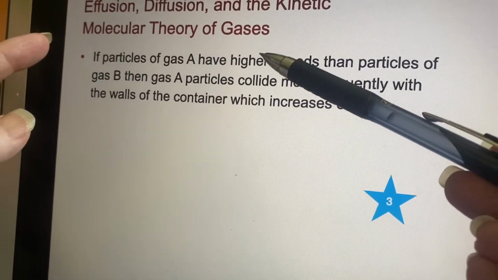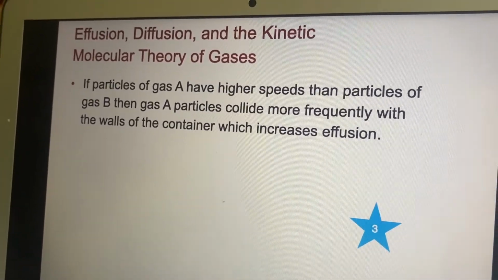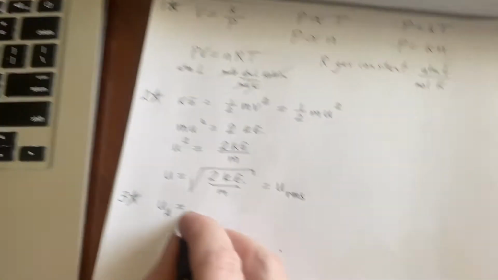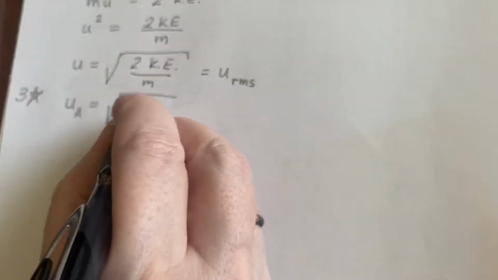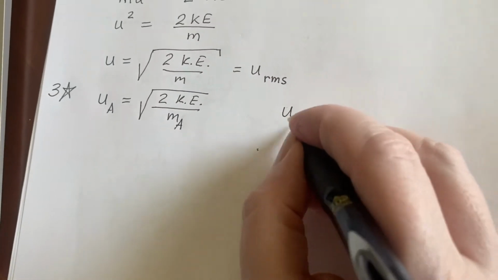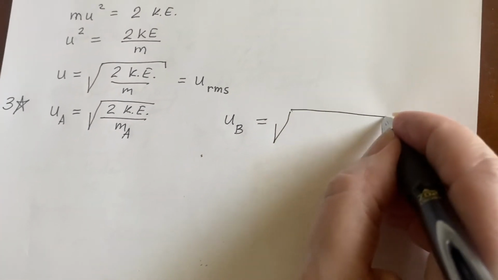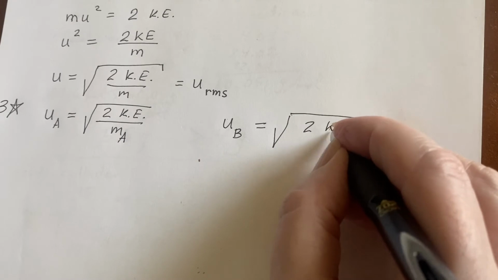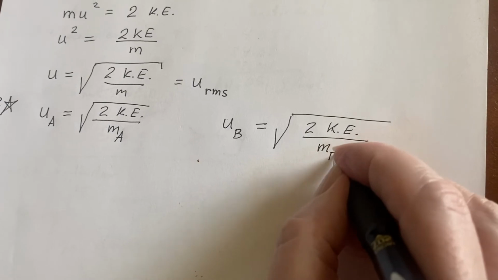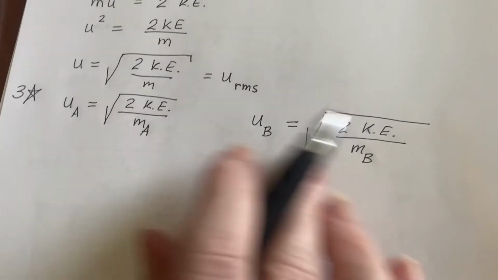Now, why would gas A have a higher speed than gas B? Let's look at that for a minute. Let's say they're at the same temperature, right? So we're talking about gas A, and we're just going to do this, twice the kinetic energy over the mass of A. We're going to say the same thing about B. Now, mind you, these things are going to have to be set out so that we're saying the kinetic energy is the same because the temperature is the same, right? But here's mass B. So these average speeds are different even though they're at the same temperature.